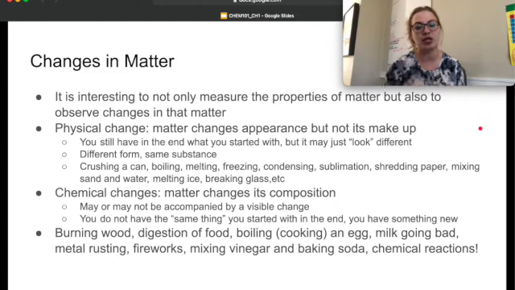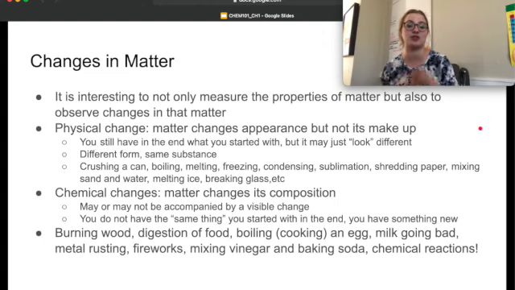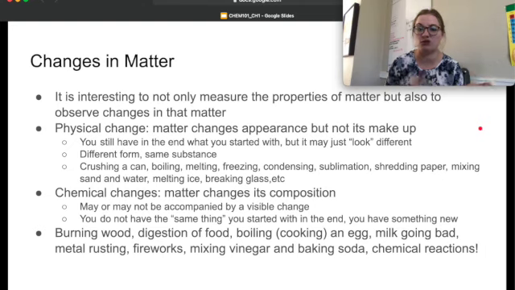So a physical change is matter when it changes its appearance, but not its makeup. So this is what a physical process is. When we were talking about separating pure substances and mixtures earlier, you can separate mixtures through physical processes or physical changes. So again, a physical change is when matter changes its appearance, but not its makeup. So you still have what you started with, but it might just look a little bit different. So different form, same substance.